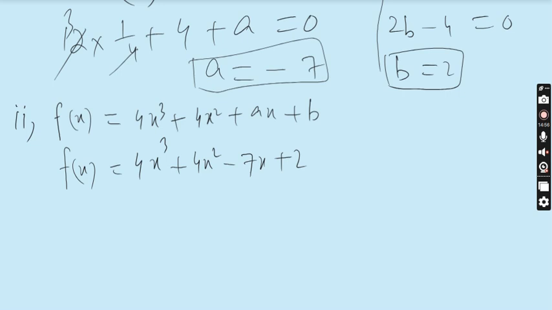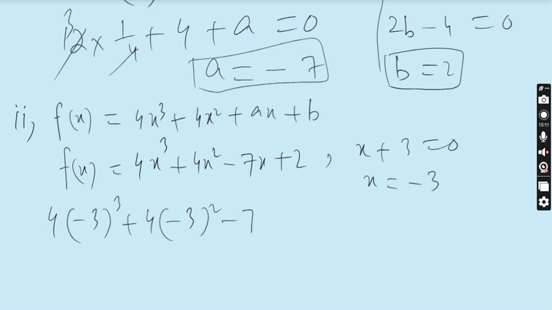So x plus 3 is equal to 0, x is equal to negative 3. So 4 times negative 3 cubed plus 4 times negative 3 squared minus 7 times negative 3 plus 2. After simplifying the whole expression, you will get the value of the remainder is negative 94. Okay, so you must check your answer; I left this work for you.